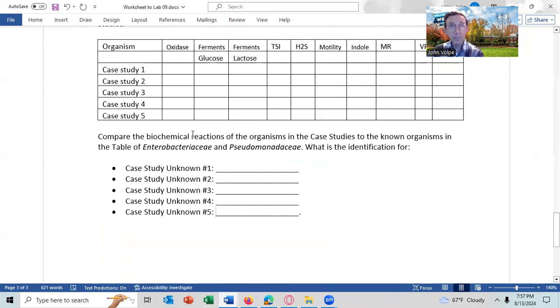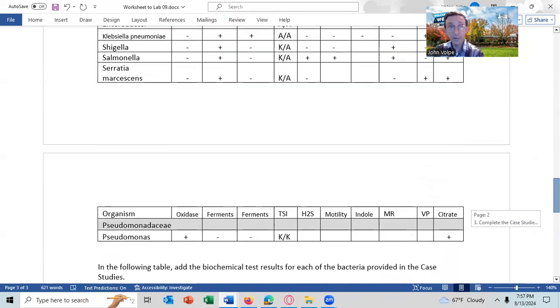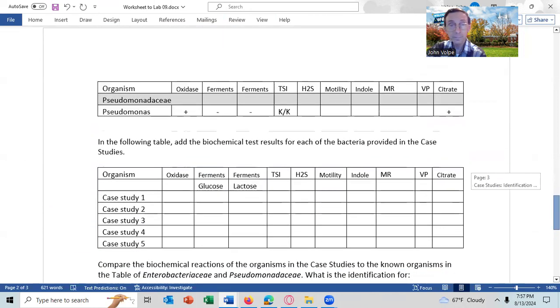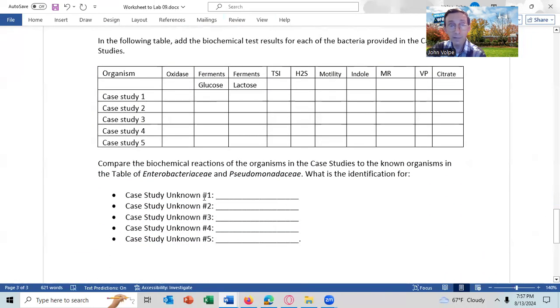So fill in this table, use this key to identify the bacteria, and only use this key for this lab. Don't use any other key. Do not use this key to identify your unknown bacteria. And then write your species causing infection here, and then submit the worksheet this Saturday at 11:59 p.m. And then hopefully I'll get it graded.